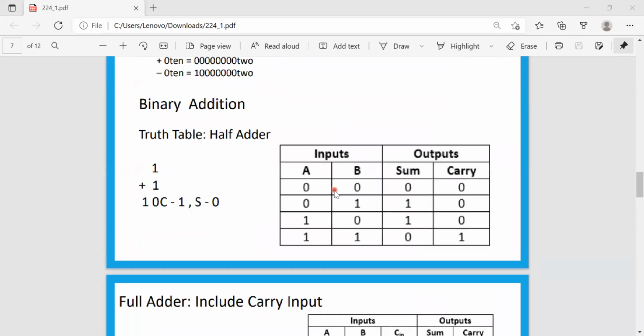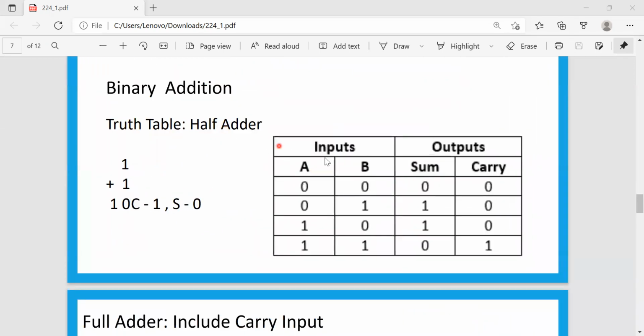We can do addition for binary also. 0 plus 0 is 0: sum is 0 and carry is also 0. 0 plus 1 is 1 and carry is 0. 1 plus 0 is the same, 1 and 0. 1 plus 1 is 0 and carry is 1.